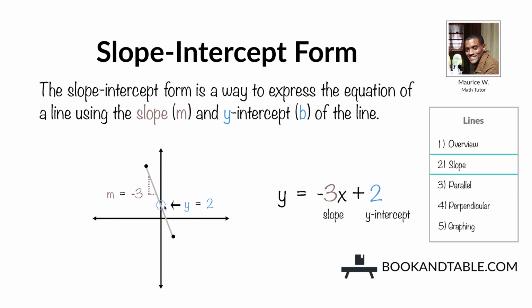If we had another line, let's say it had a slope equal to negative 3, and it crossed the y-axis at positive 2, the equation of this line would be y is equal to negative 3x plus 2.